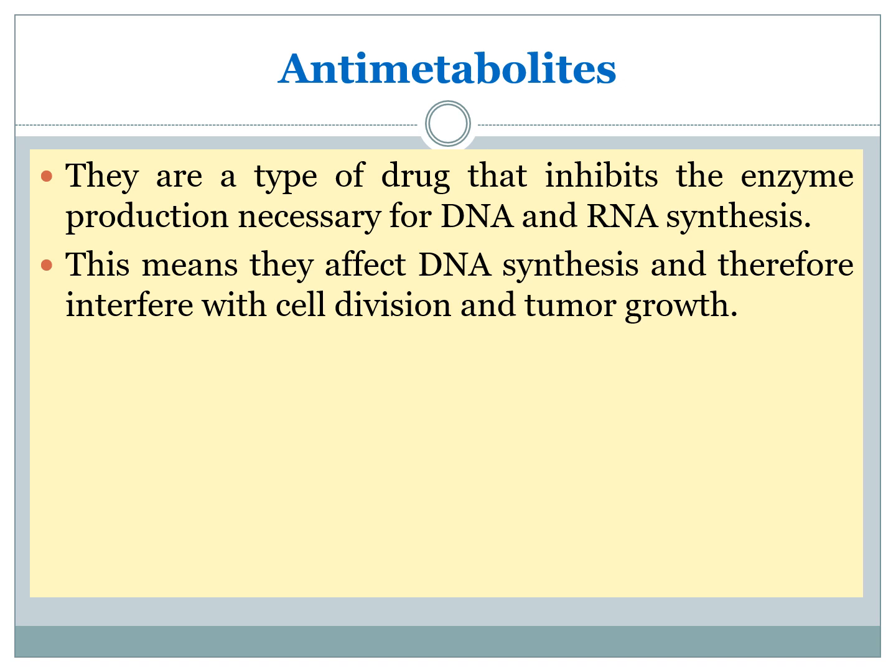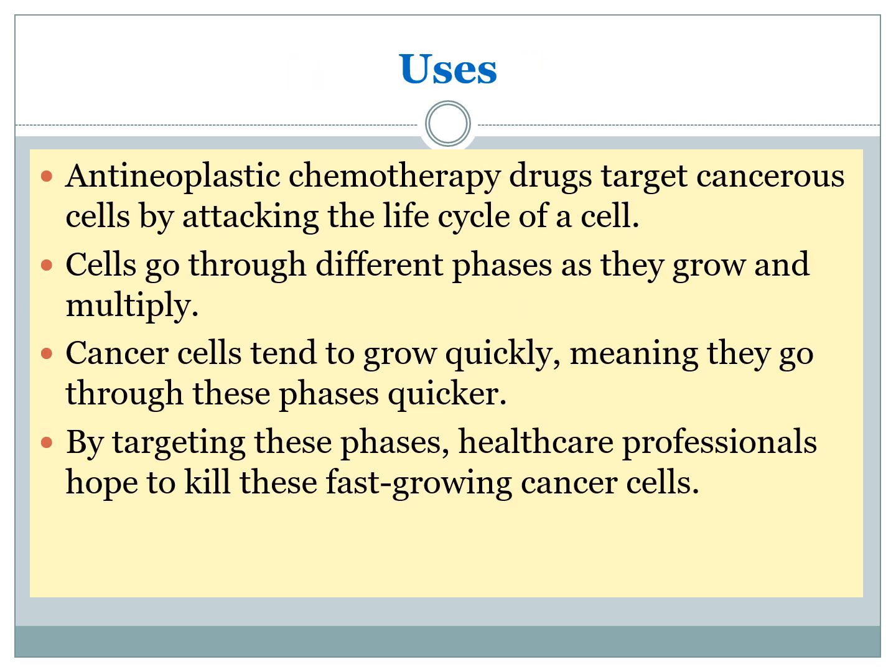They are a type of drugs that inhibit the enzyme production necessary for DNA and RNA synthesis. This means they affect DNA synthesis and therefore interfere with cell division and tumor growth. Uses of antineoplastic drugs. They target cancerous cells by attacking the life cycle of a cell. Cells go through different phases as they grow and multiply. Cancer cells tend to grow quickly. It means they go through these phases quicker. By targeting these phases, healthcare professionals hope to kill these fast-growing cancer cells.